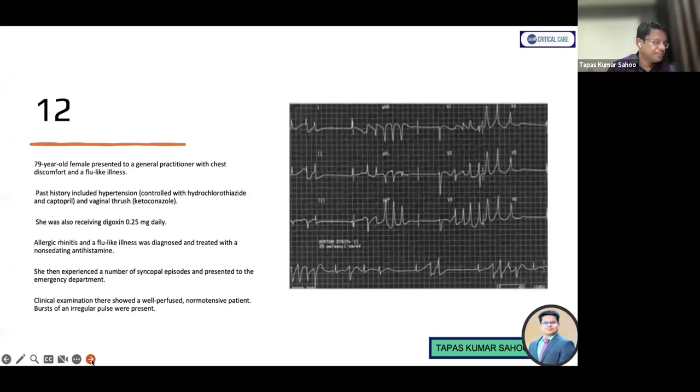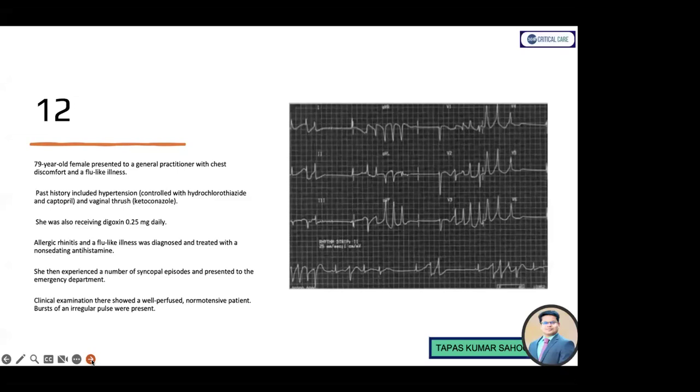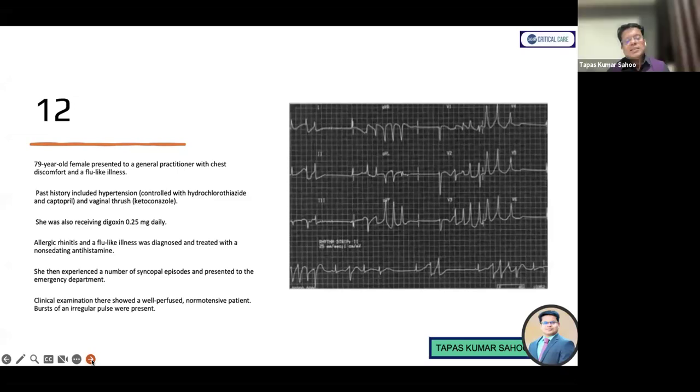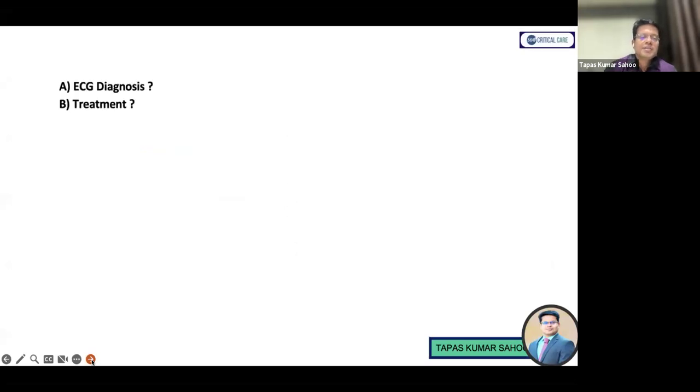Any answers? I answered this question because ketoconazole can cause QT prolongation. Yes, and the non-sedating antihistamines also can cause torsades de pointes. This is a favorite question from the European examiners. I got this question in my EDIC too. And the treatment is straightforward: IV magnesium sulfate.